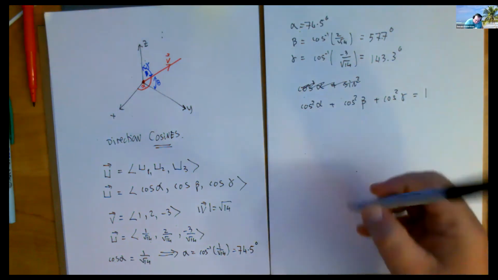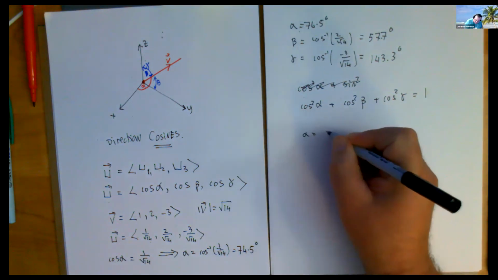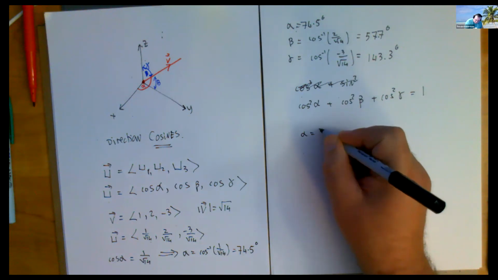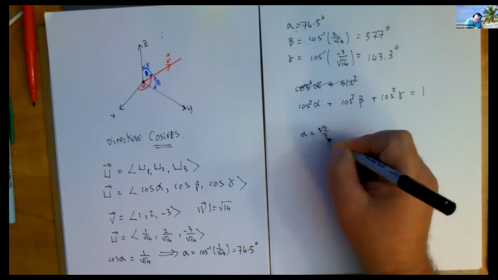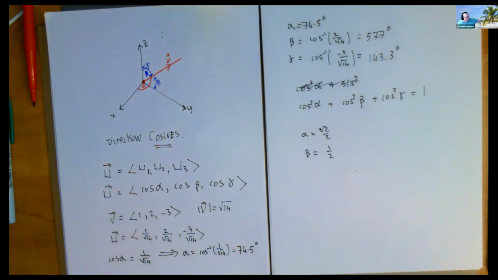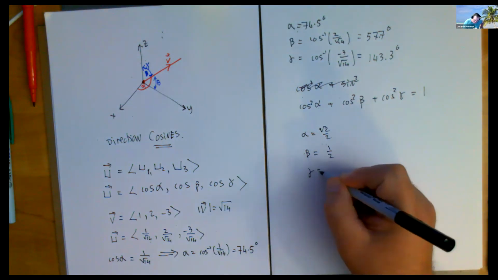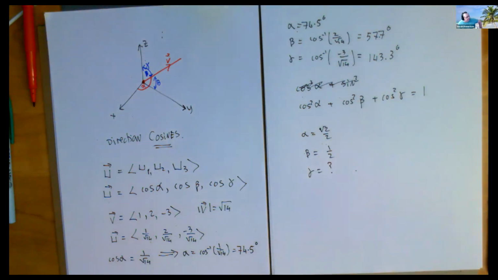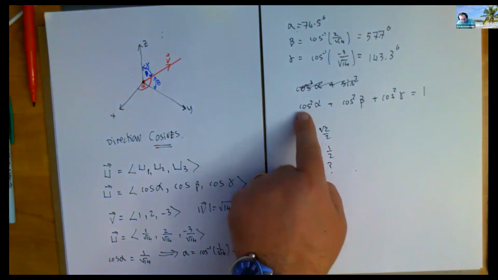Suppose I tell you that alpha was root 2 over 2, and I told you beta was, say, 1/2. I should be able to find gamma, or at least two choices for it, by using this.